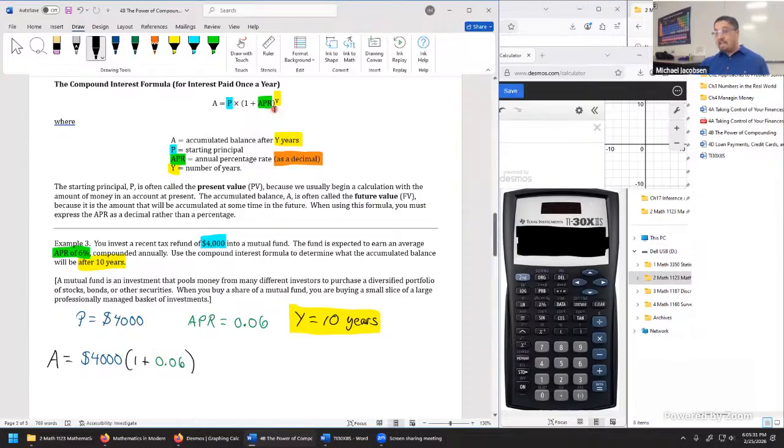So we're at this level here, we want to know the value of the account in 10 years. So we just raise this whole thing to the exponent, or we can say the power of 10. So all we need now is a value.